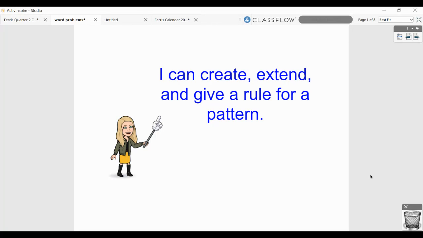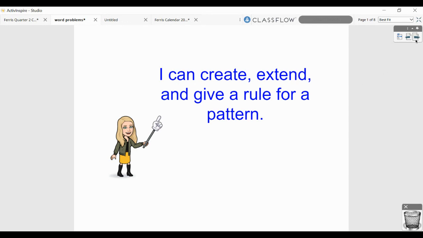Go over a little bit of extra work with you today with patterns. Remember, we started work with patterns last week and we were talking about our goal, or the thing that we wanted to achieve: I can create, extend, and give a rule for a pattern. So we're going to practice predicting what comes next in our pattern. We're going to practice creating our own patterns, and we're going to give a rule for our pattern, and we're going to talk about the core of our pattern.